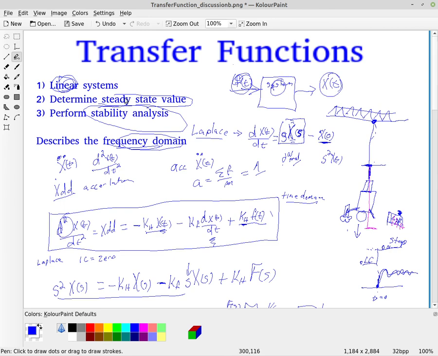So the transfer function is a representation of a differential equation, an equation with a bunch of derivatives in it, and it's a representation of that in the frequency domain.